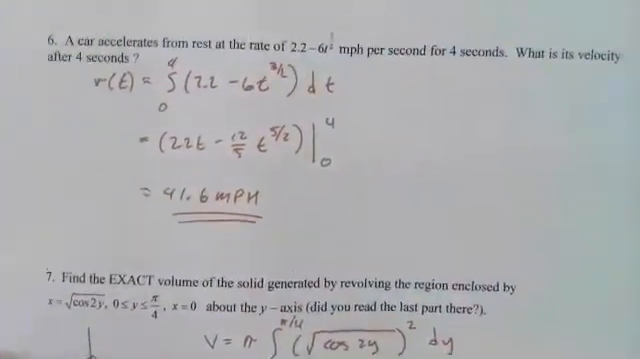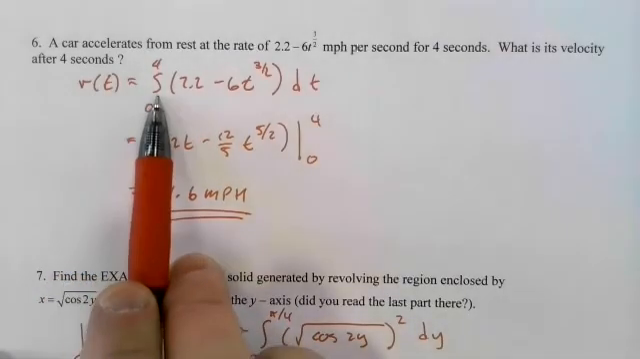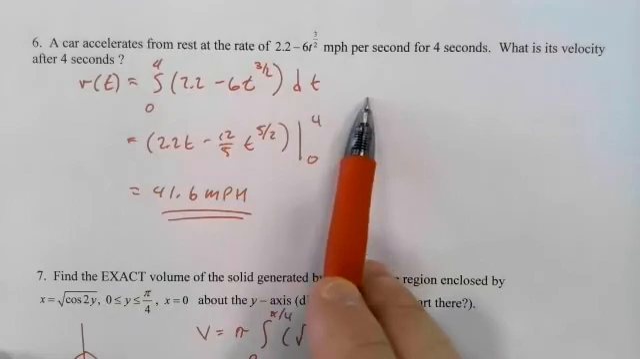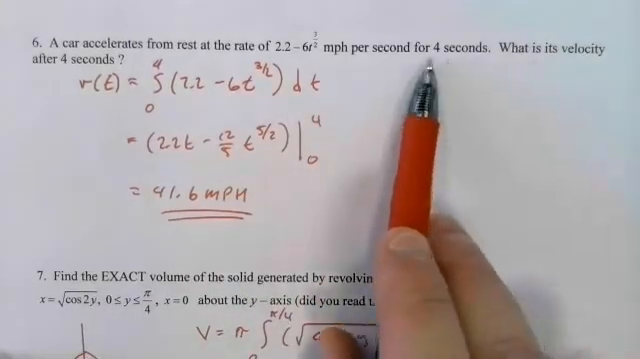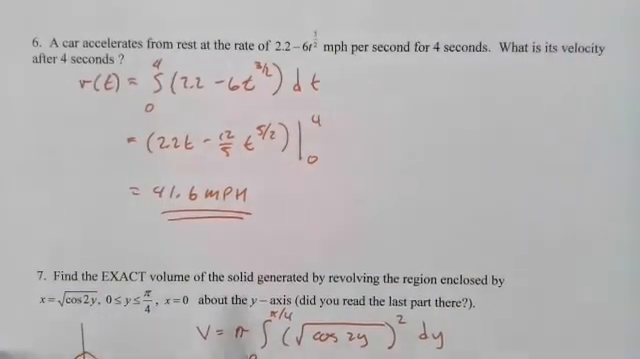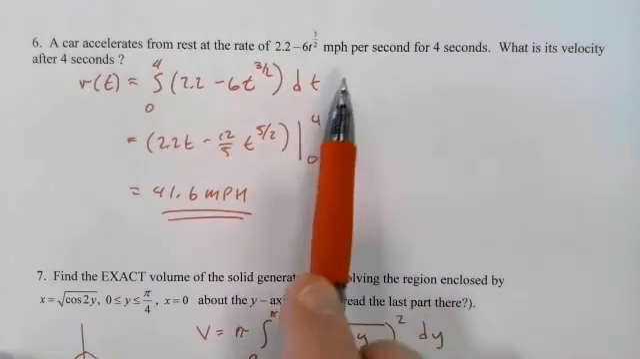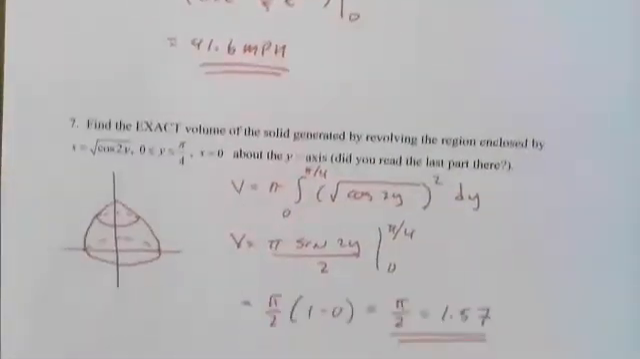And a couple extra problems just to practice for the quiz because you will see them. Car accelerates at rest. What's its velocity? It was at rest, so the velocity is just the integral, plus 0 out here because its initial velocity is 0. Boom, done. Got to watch out, miles per hour per second. So you integrate from 0 to 4, seconds cancel, you're left with miles per hour.